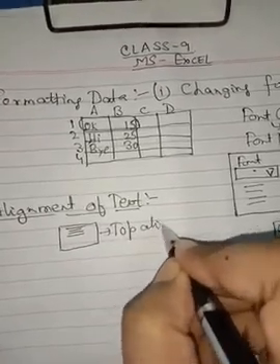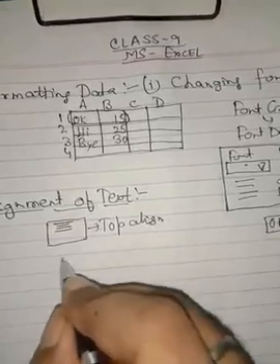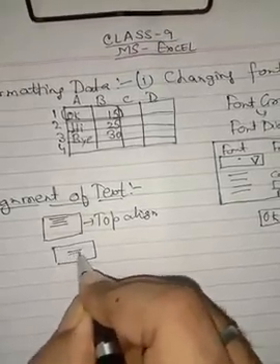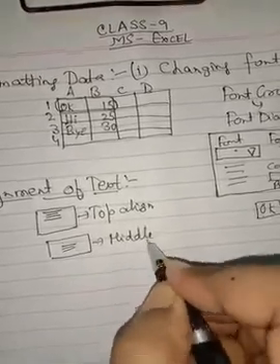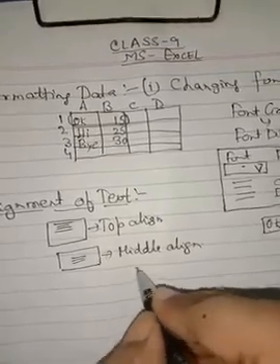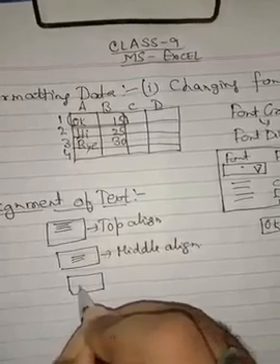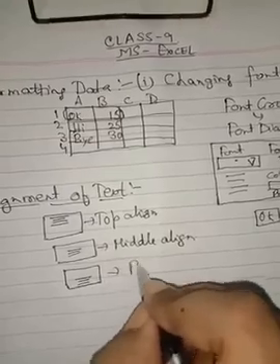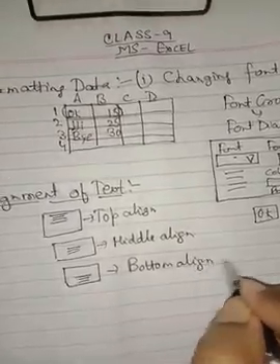This is top alignment. And whenever we click on the middle align, what does middle align mean? Suppose this is the cell, middle align means it will be in the middle. The selected text will be in the middle of the cell. And whenever we click on bottom align, what does bottom align mean? Bottom align means the selected text will appear at the bottom of the cell. So this is bottom align.